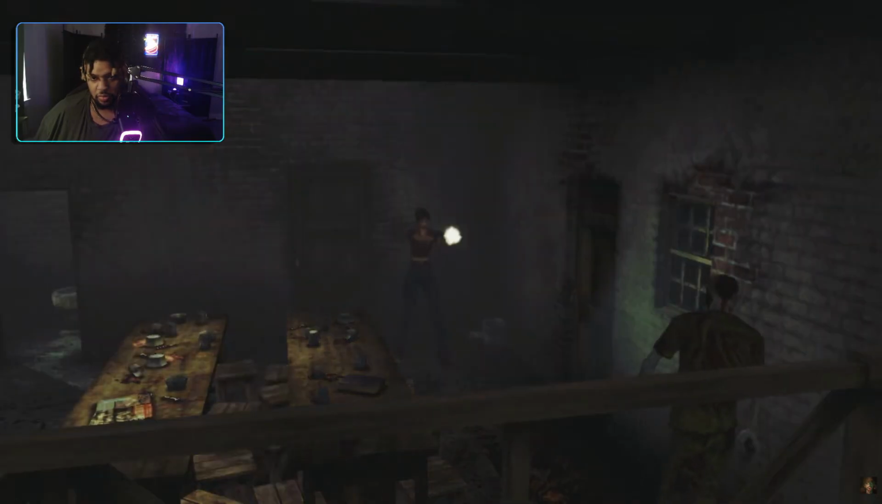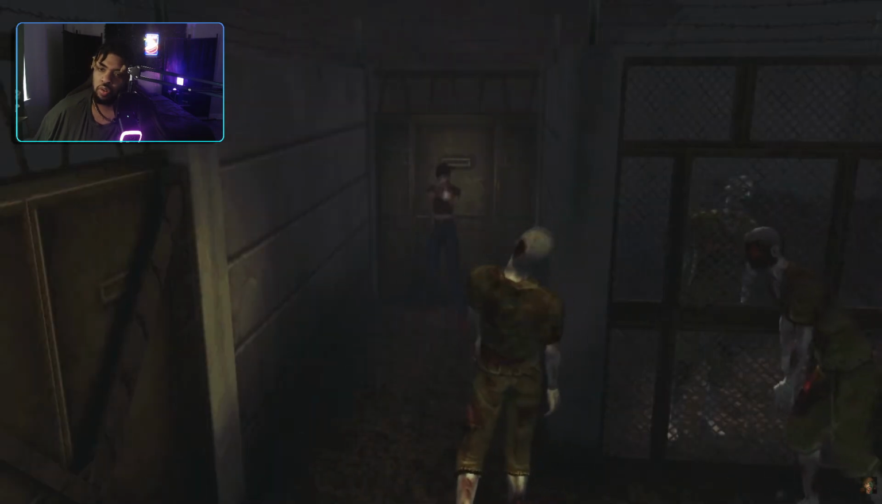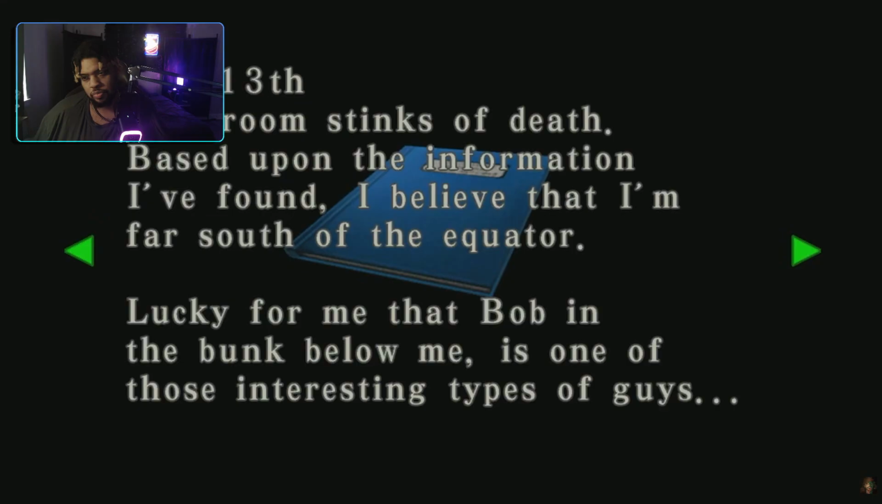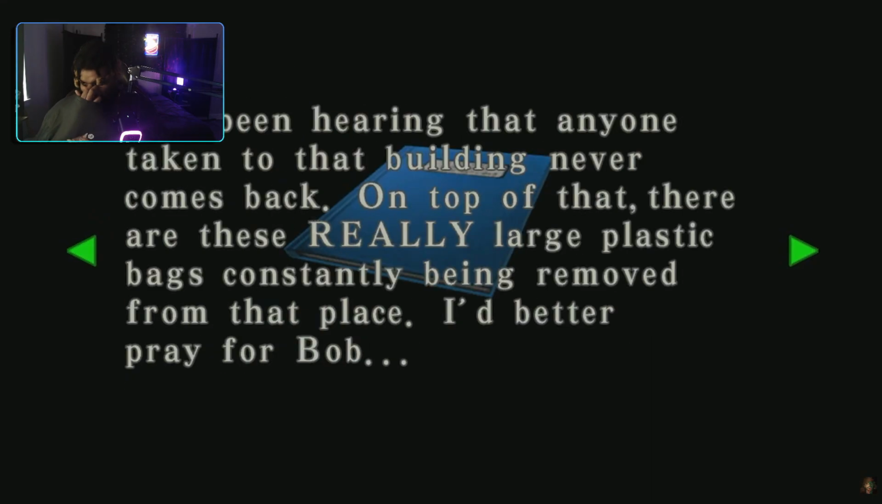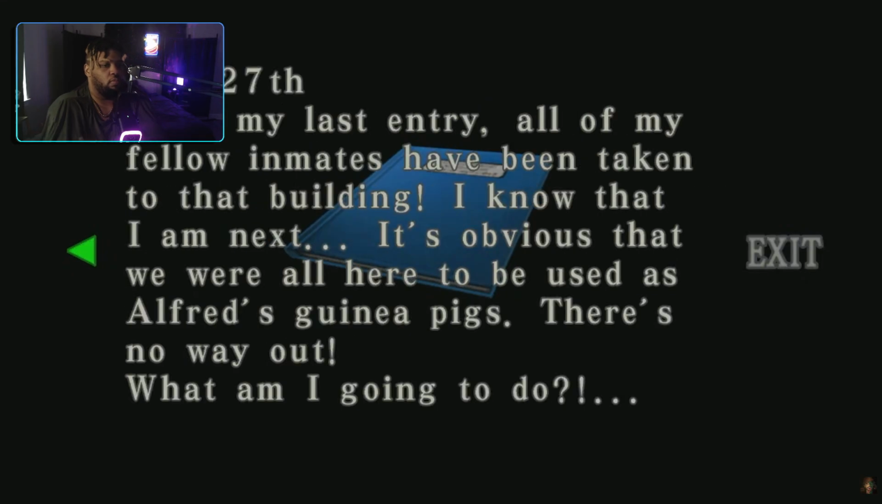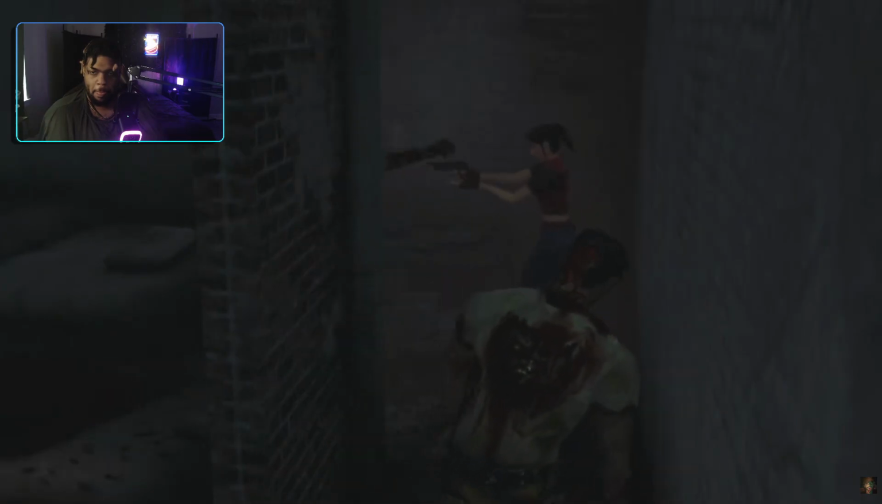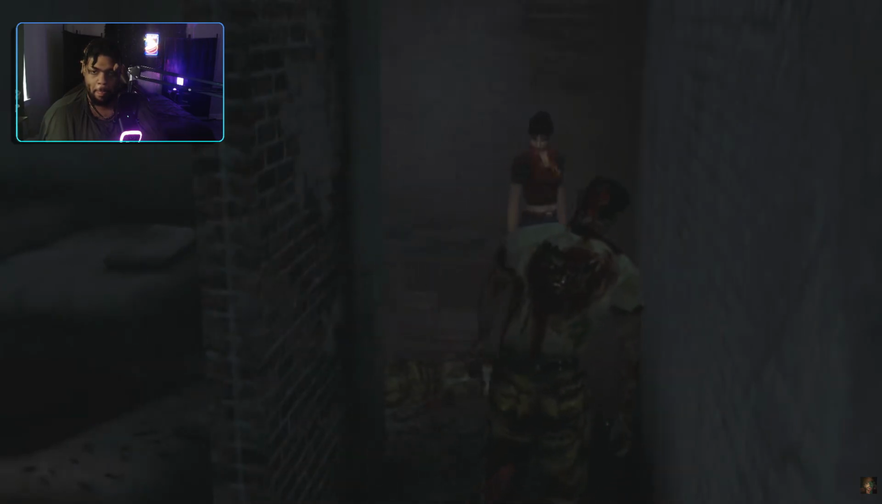After Steve has left, Claire searches some nearby buildings, and after encountering yet more zombies, she finds some information as to where she may be, as a prisoner's diary indicates that this prison may be south of the equator. The prisoner also wrote that people get taken to a building nearby, and that they never return from there. This prisoner had deduced that prisoners were being taken there to be used as Alfred's own guinea pigs. The thing about this place is that the Ashfords set it up as a prison to hold people who had either betrayed the family or Umbrella itself.